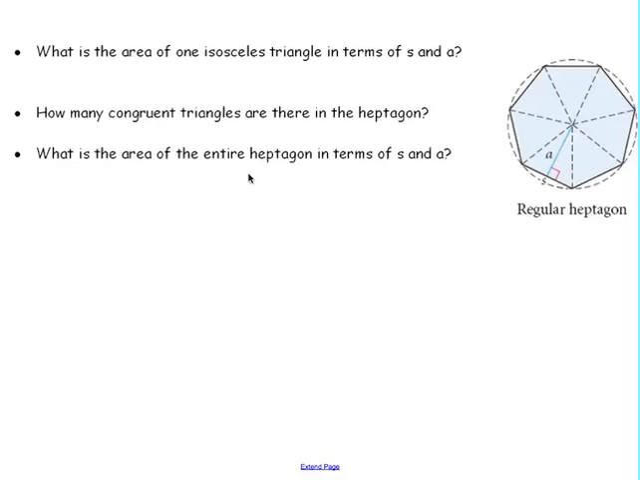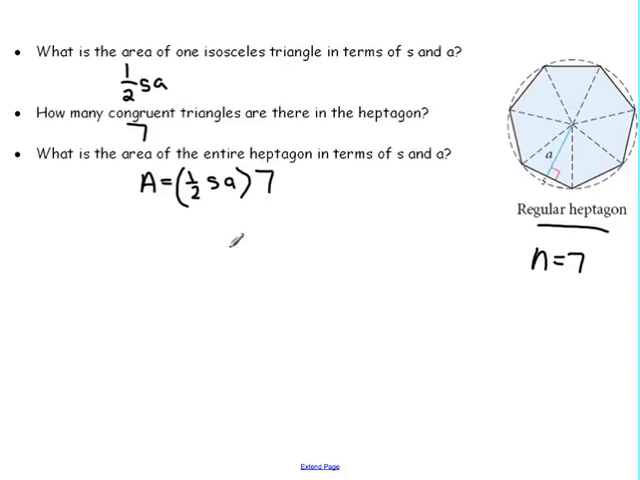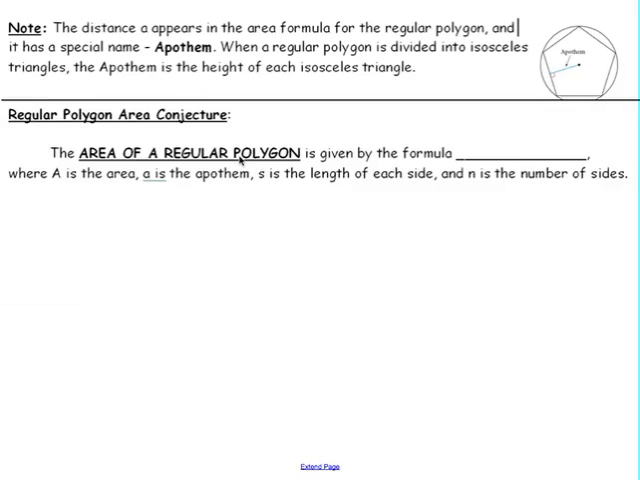Regular heptagon. Remember, a heptagon has 7 sides and it looks like 7 triangles. The area of one isosceles triangle, one more time, is 1/2 S times A. There are 7 congruent triangles. So the area of this is going to be 1/2 S times A, that's the area of the triangle, times the number of triangles, which is 7. 1/2 S times A times your number of triangles.